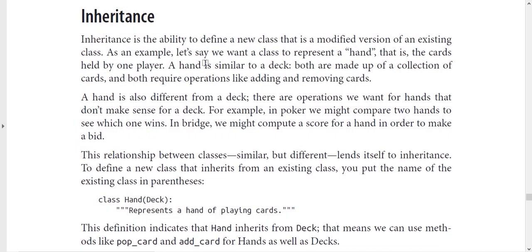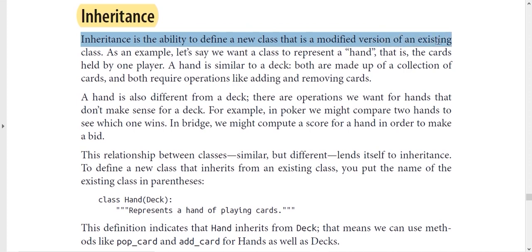After you have learnt how to create a deck of cards, how to print the deck of cards, and how to use the methods add, remove, pop and shuffle, let us go on to the next topic, which is inheritance. So what is inheritance? Inheritance is the ability to define a new class that is a modified version of an existing class. As an example, let's say that we want a class to represent a hand, that is, the cards held by one player. So what is actually a hand?